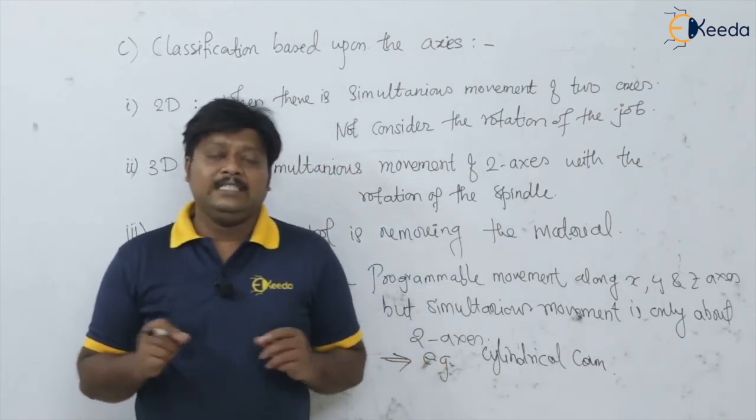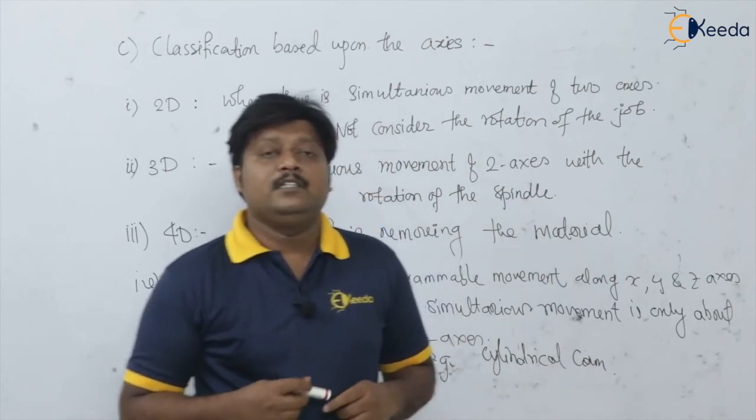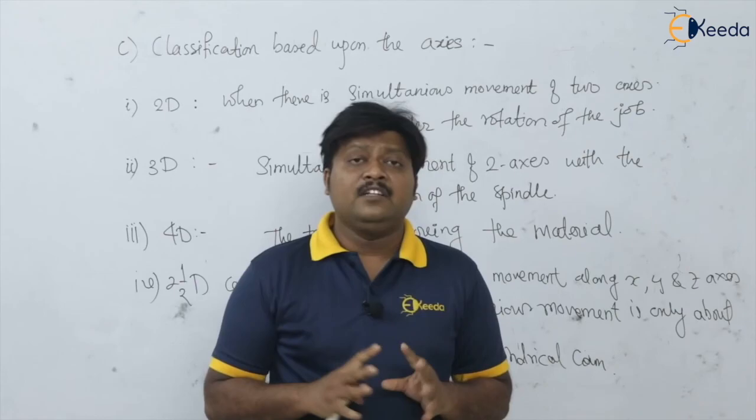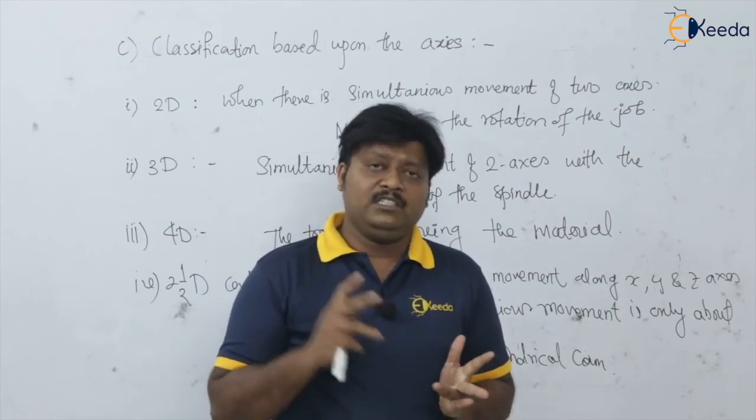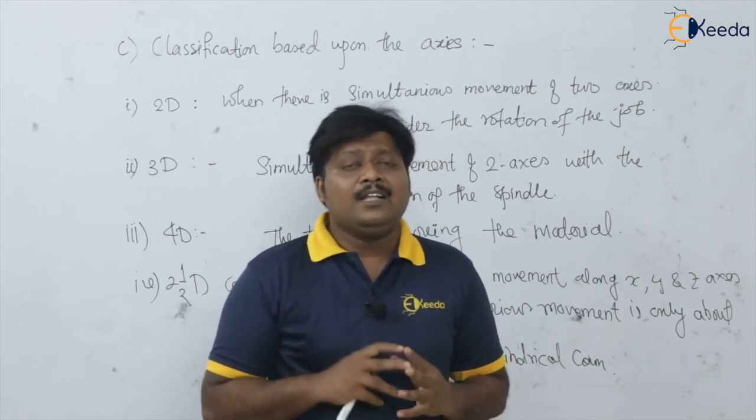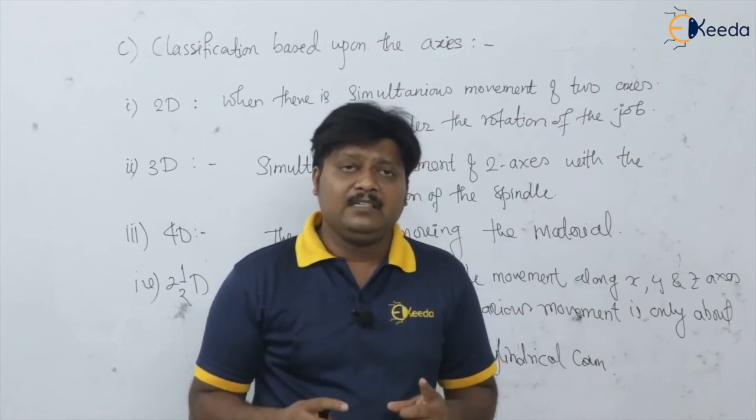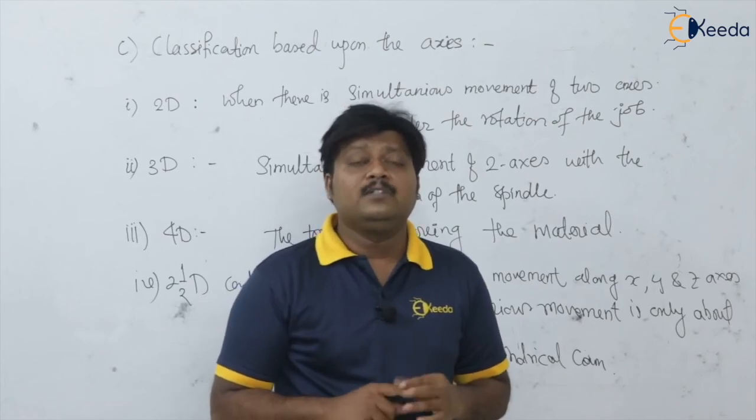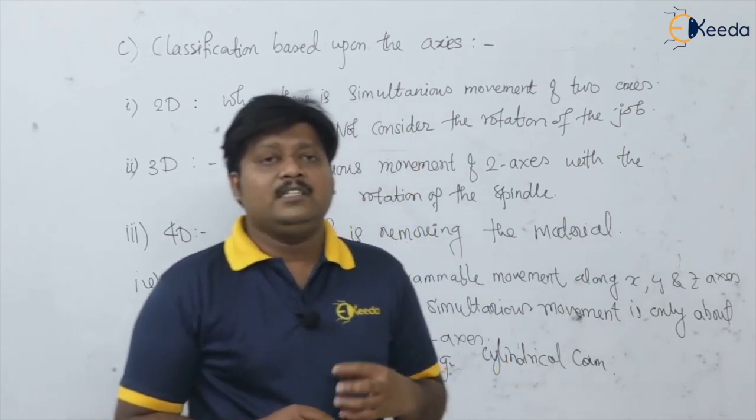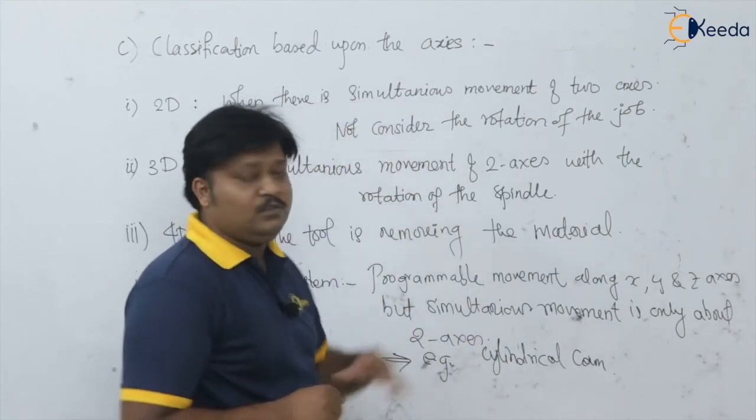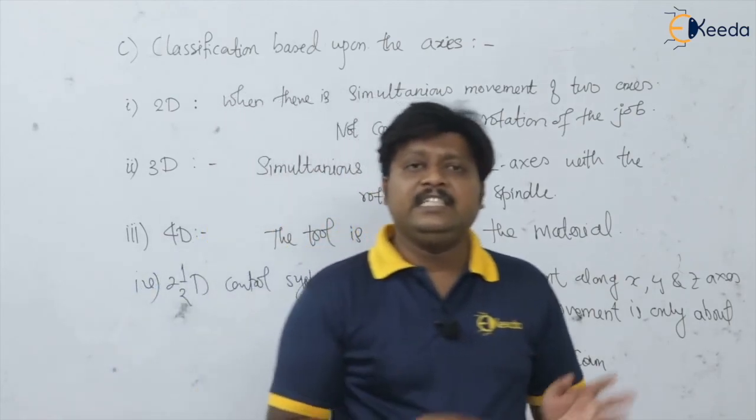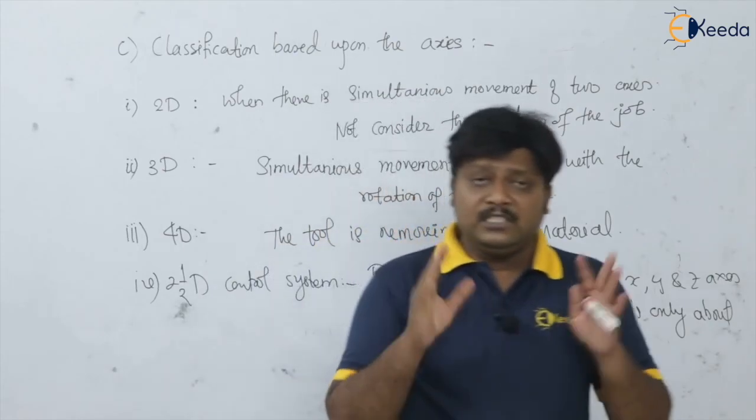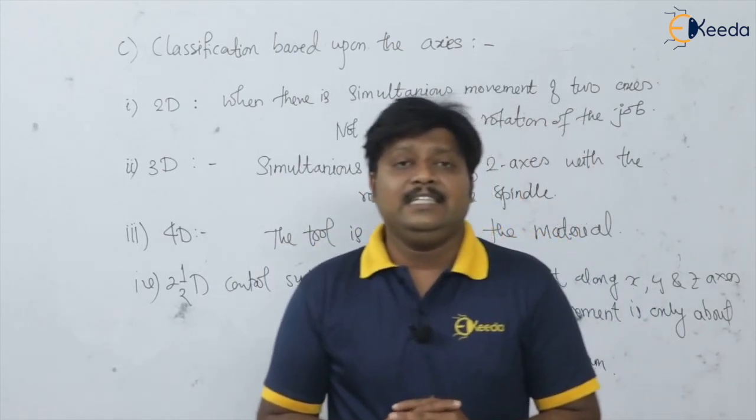So this is the classification of numerical control systems based upon the control systems: point to point, straight line, contour; then based upon the feedback system, that is open loop, closed loop; and based upon the axes used, we have 2D, 3D, 4D, 2.5D, and we can go up to 11D. So this is the classification of NC machine tools.